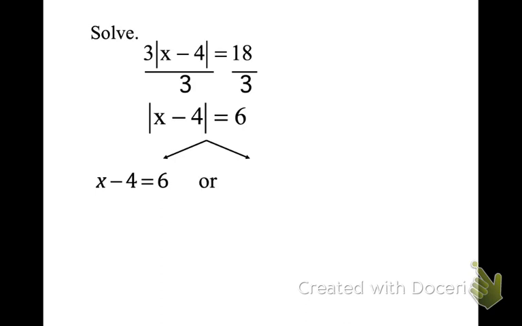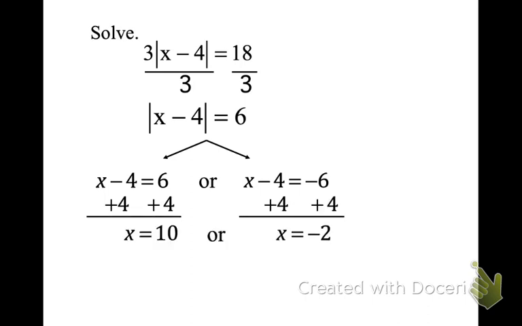So again, the only things that are changing are, notice this one is positive, this one's negative, and I lost the absolute value. We're going to use inverse operations, add 4 to both sides, x equals 10, add 4 to both sides, x equals negative 2, and you can check it. You can substitute it back into the original equation, or even that second step. Okay?